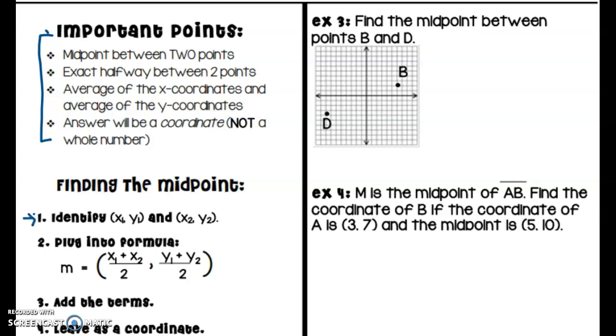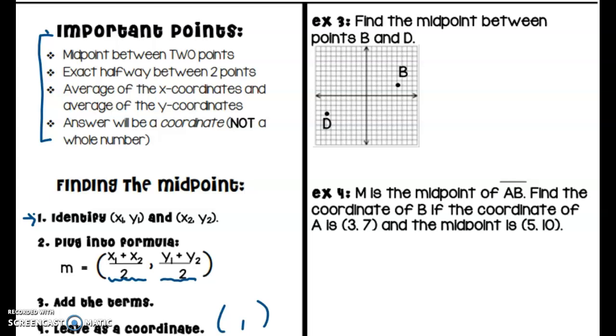Identify 2 points, x1, y1, and x2, y2, and just label them like that. Then you plug them into the formula, and you simplify the terms. So like right here, you're going to do all of this math, and then you're going to do all of this math. And it's going to leave it as a coordinate, and a coordinate's just a point, an x, y coordinate. So let's try it.